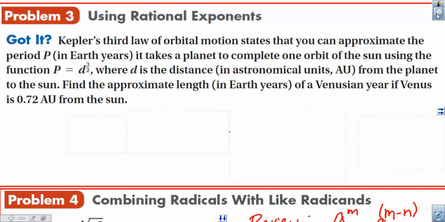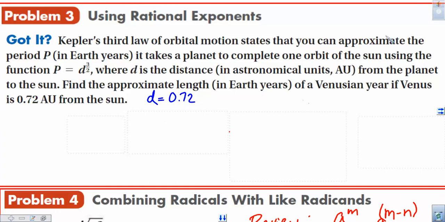If Venus is 0.72 astronomical units from the Sun. All right, so here's what we know. Let's write down the only thing that we really know here. They're giving us a formula that allows us to find how long it takes in Earth years for Venus to orbit around the Sun. All we really know is that d, the distance in astronomical units for Venus, is 0.72 astronomical units from the Sun.